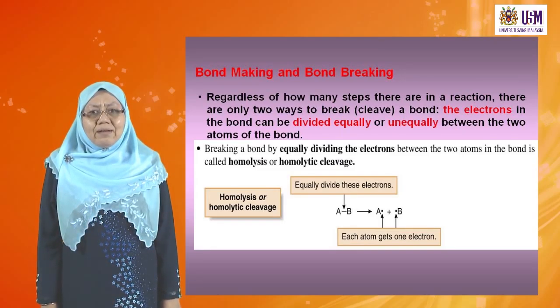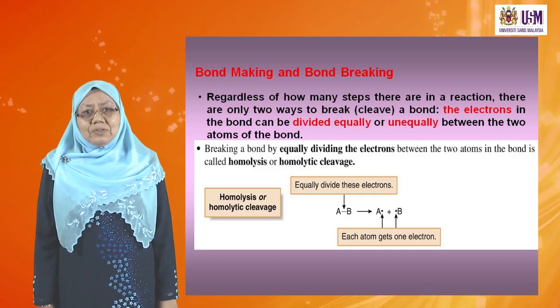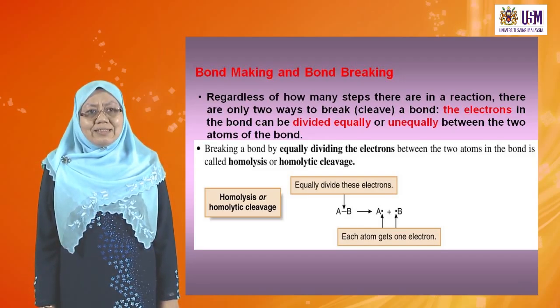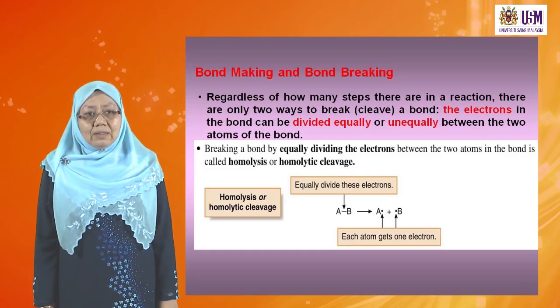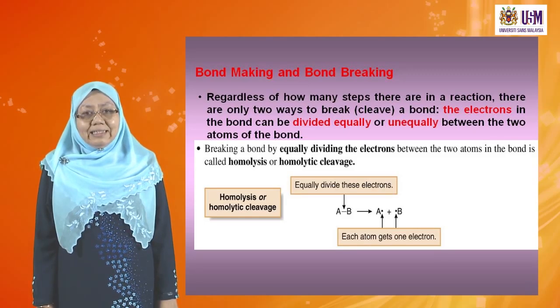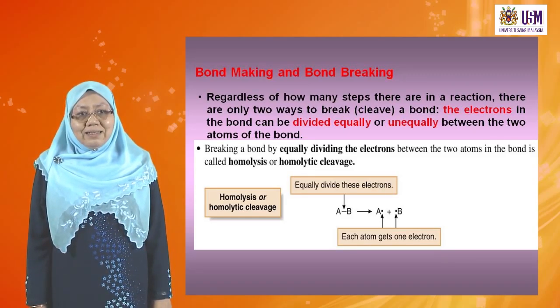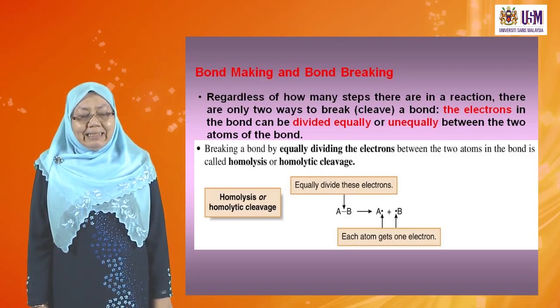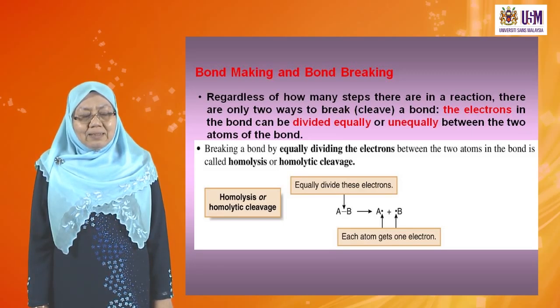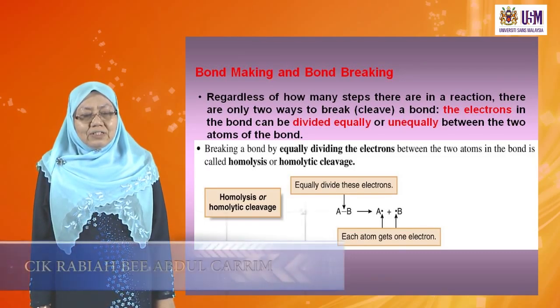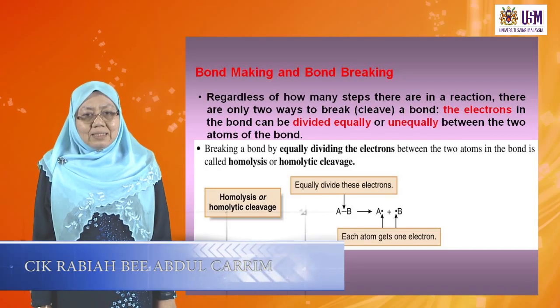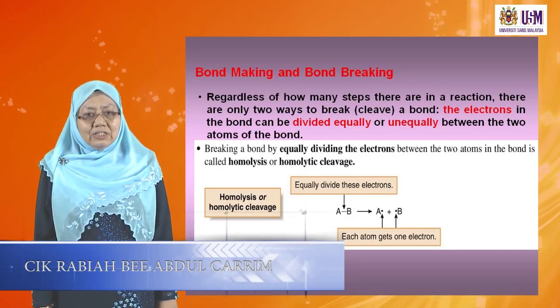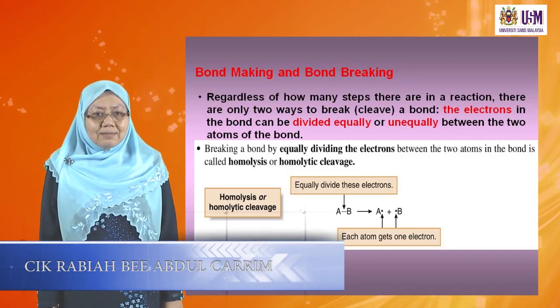Regardless of how many steps there are in a reaction, there are only two ways to break or cleave a bond. The electrons in the bond can be divided equally or unequally between the two atoms of the bond. So breaking a bond by equally dividing the electrons between two atoms in the bond is called homolysis or homolytic cleavage. As we can see here in the example given, A and B are bonded together, and when homolysis or homolytic cleavage occurs, we will get two atoms where each atom gets an electron each, and they are known as free radicals.